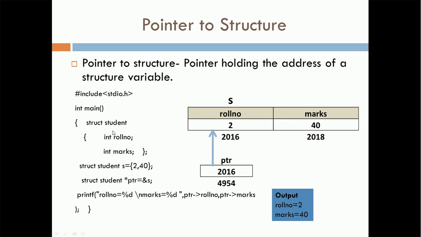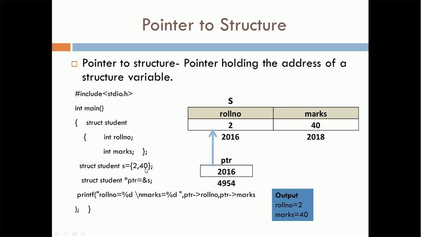So struct student will create one structure in which we have provided two fields, roll number and marks, both of type integer. So student is a structure or data type where roll number and marks are two fields inside this data type. We have created one variable for the structure student. This variable is named s, and we have given two values, 2 and 40. 2 is for roll number and 40 is for marks.